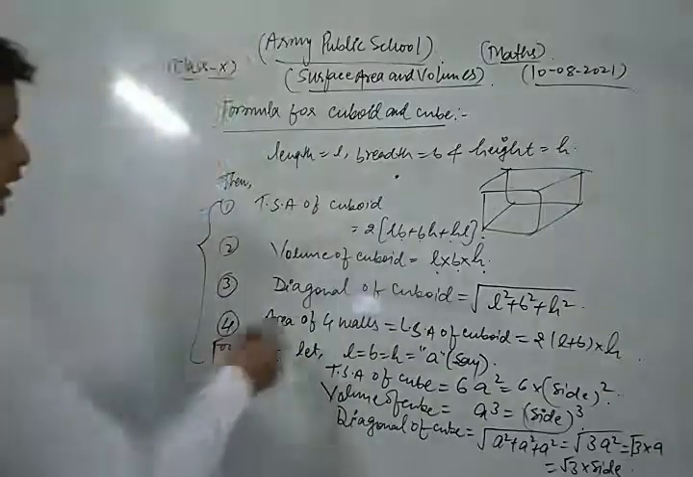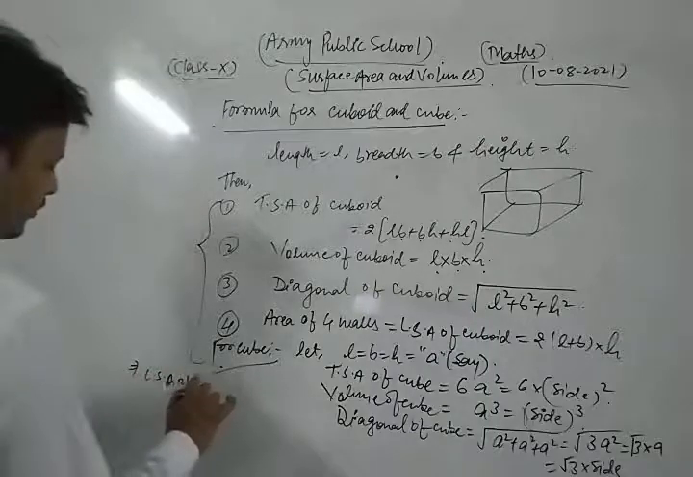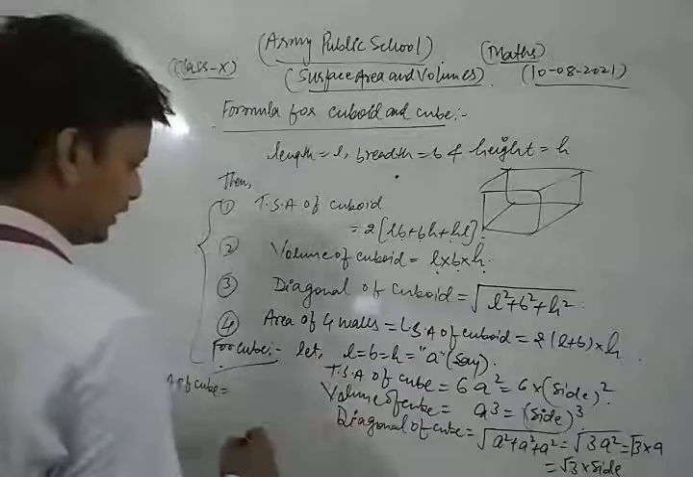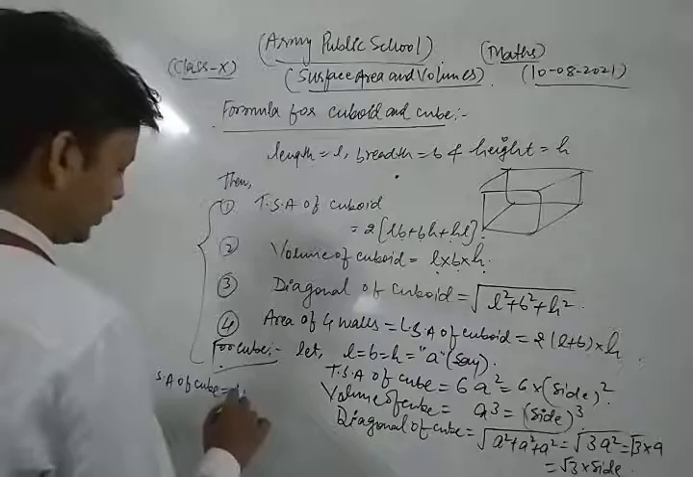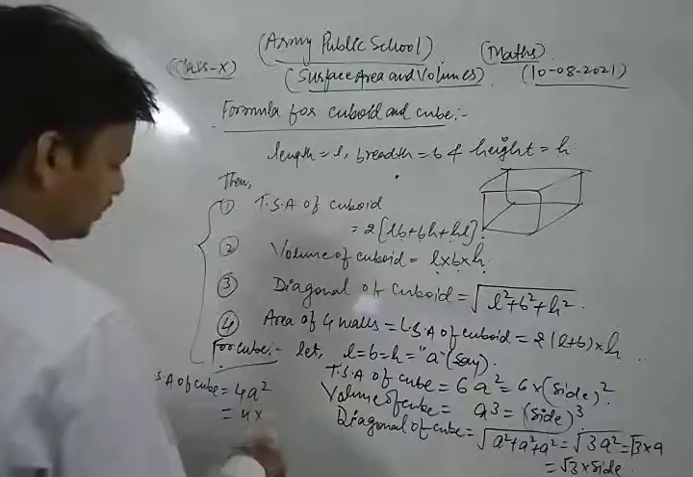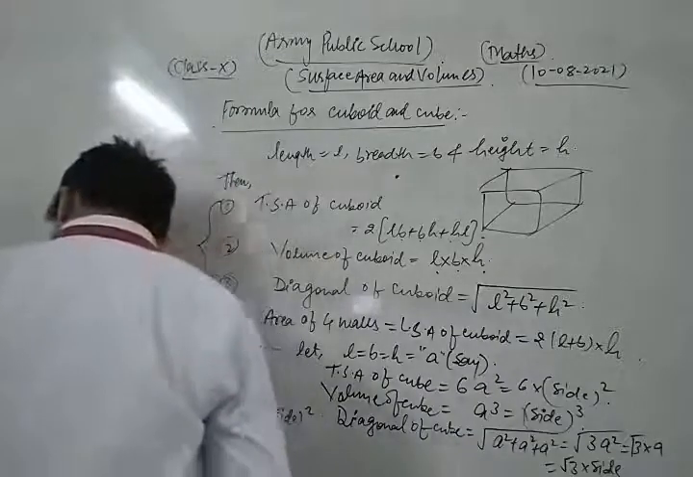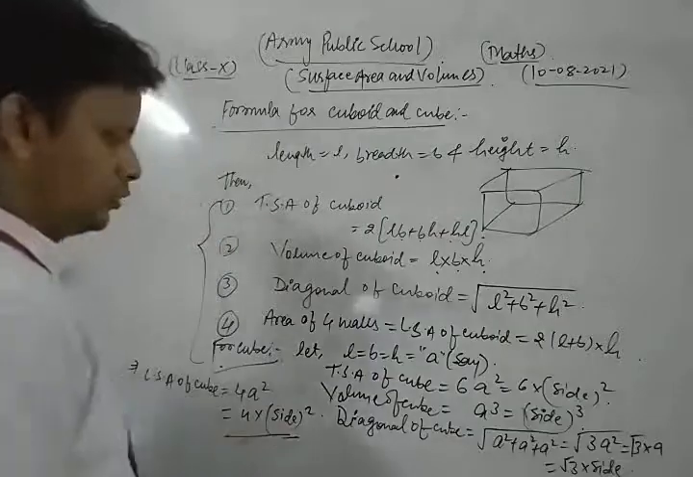And the last one is what? Lateral surface area of cube. Lateral surface area of cube means 2 into (L plus B), that is A plus A, 2A, 2 into 2A is 4A, into A, so 4 into A square, that is 4 into side square. 4 into side square.